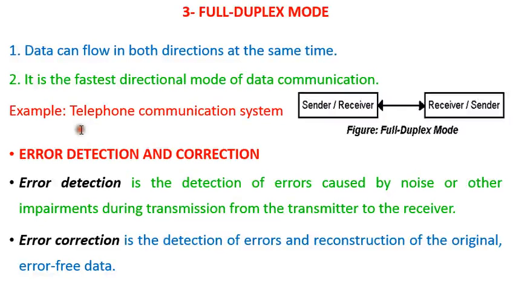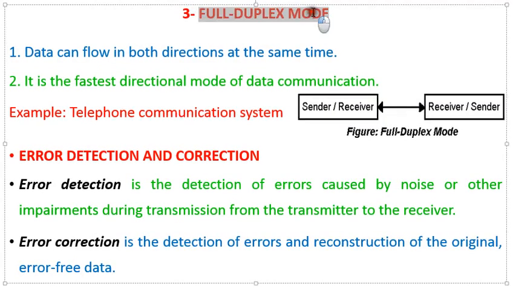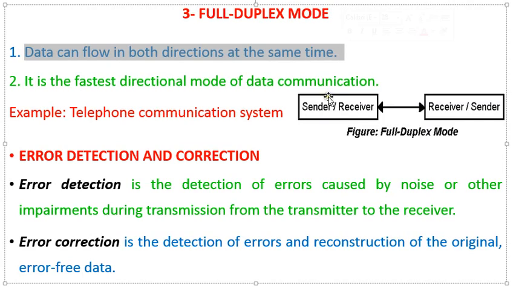Now we come to the full duplex. The full duplex, on the other hand, is the one in which the data can flow in both directions and at the same time. That is, this person can be sending and receiving at the same time, and this person also can be sending and receiving at the same time. There is no need for one to wait for the other.